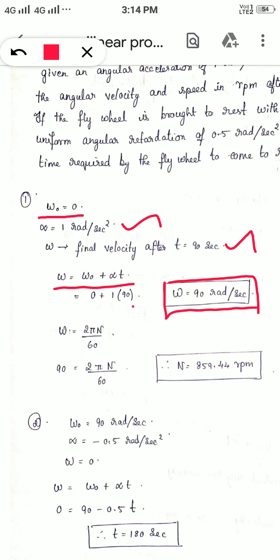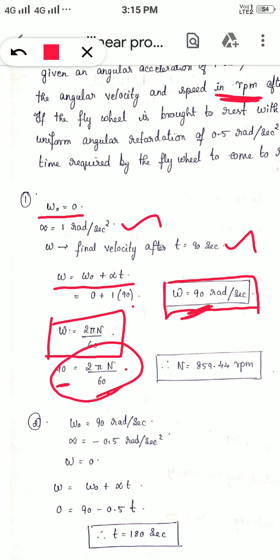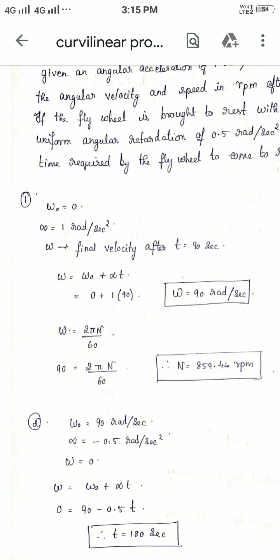After that we have to calculate n in terms of rpm, as they asked in the question. So we take the formula w is equal to 2 pi n divided by 60. Substituting 90 radian per second for w, it is 90 is equal to 2 pi n divided by 60. When you do this you will get n is equal to 859.44 rpm. So the first part of our sum is over.